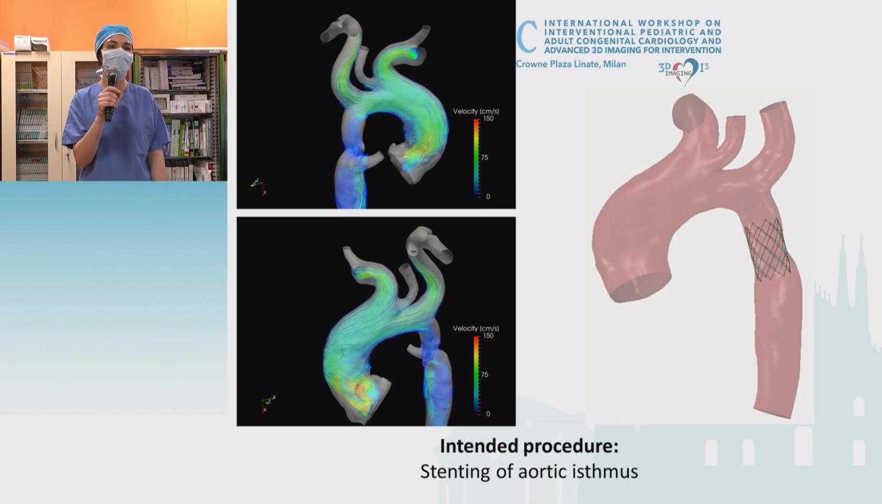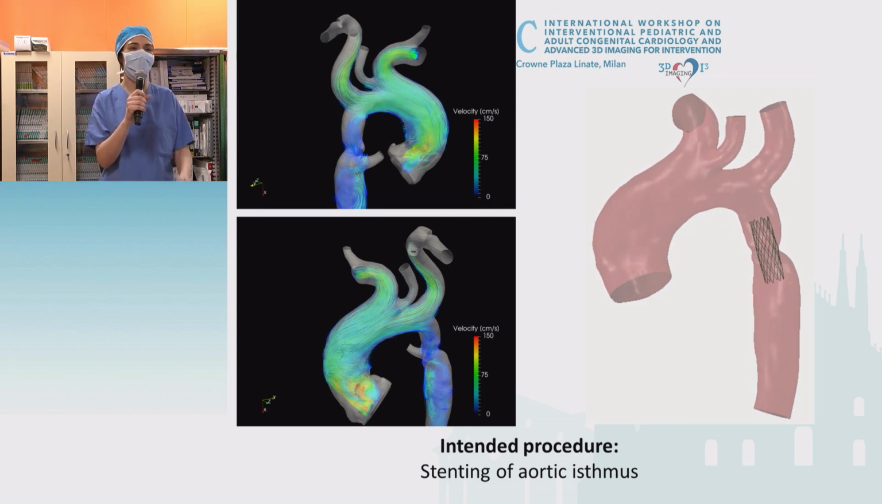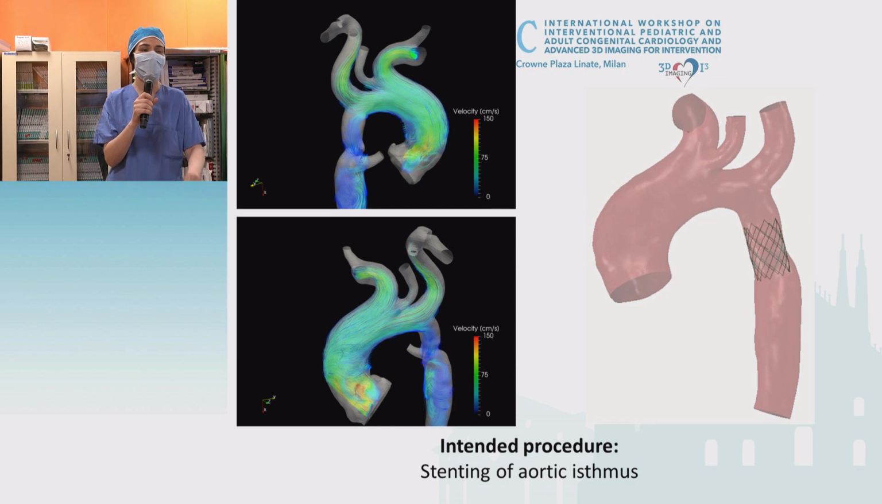On the right side, you can appreciate the simulation of the stent implantation. The coarctation is very distal from the subclavian artery, and the stent, in this simulation, is opening the aorta very well. Thank you. We can carry on with the case. Thank you very much, Francesca.